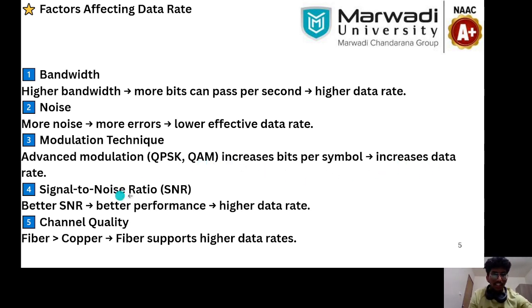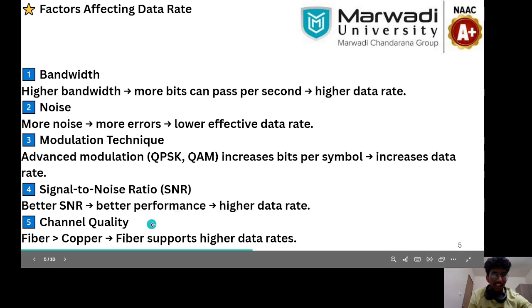And here is the signal to noise ratio. A better SNR means better performance and a higher data rate. Here is the channel quality. Fiber and copper: fiber supports a higher data rate. Additionally, network congestion and hardware quality impact the overall data rate.